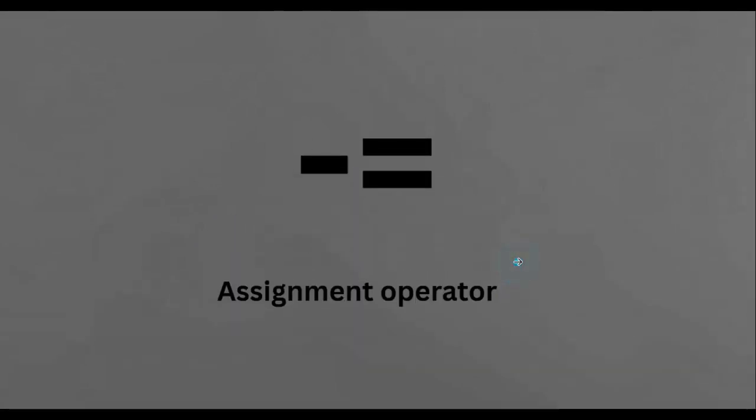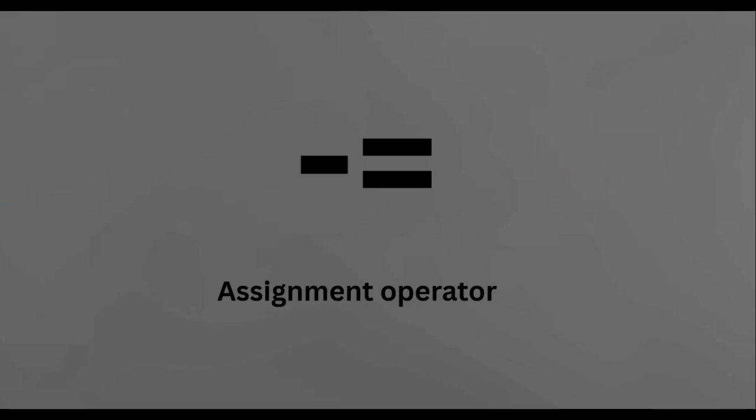Operators, an interesting keyword. Let's see some examples. Do you know what this means? You probably do. It's the addition operator, also known as the plus sign. Let's look at a few more examples. Do you know what this sign means? You probably don't. It's the assignment operator.